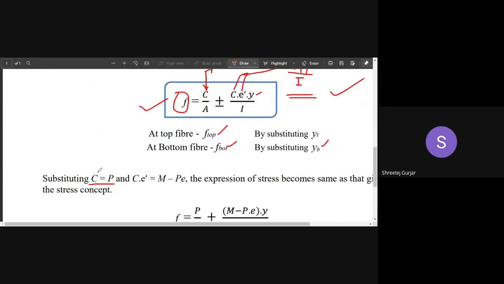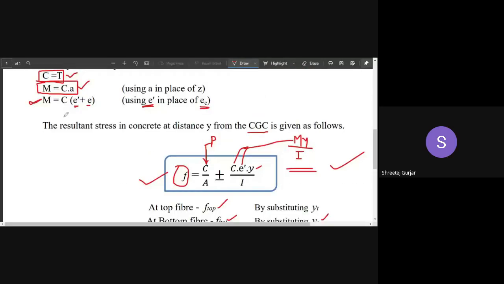So substituting C equals P and C E dash equals M minus P E. How have we arrived at this? Here you substitute M equals P into E dash plus E. I have written the same thing over here, and instead of C we have substituted P. Multiply these, so it will be P E dash plus P E, right?